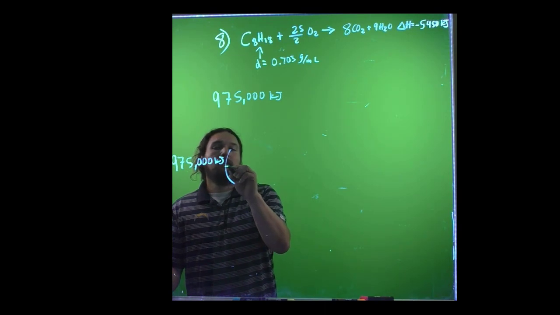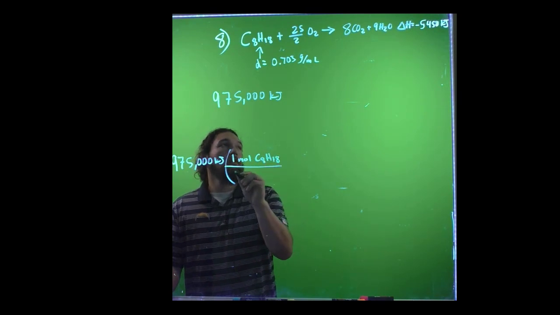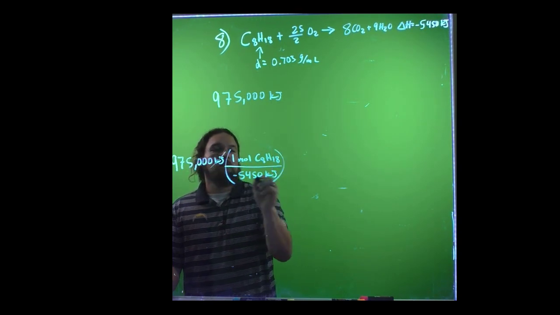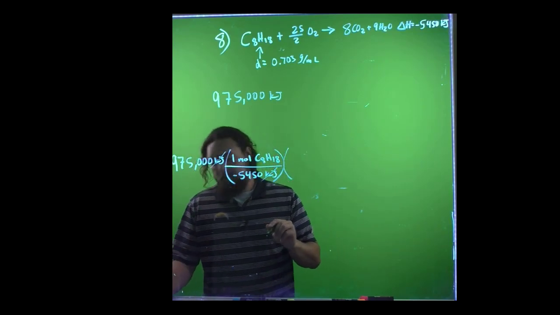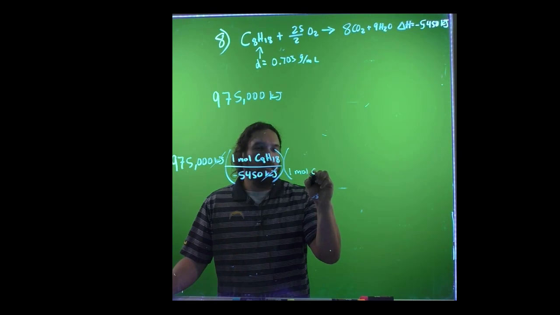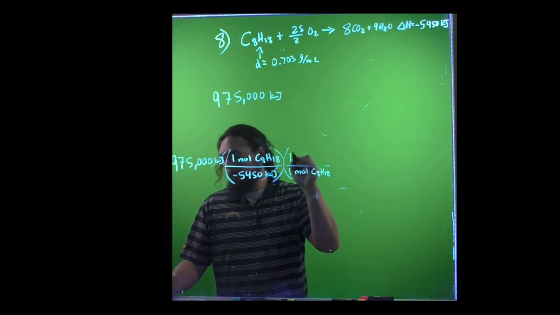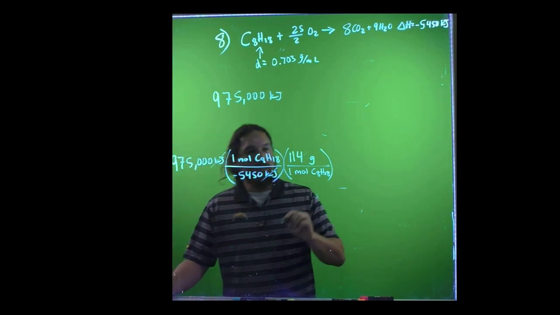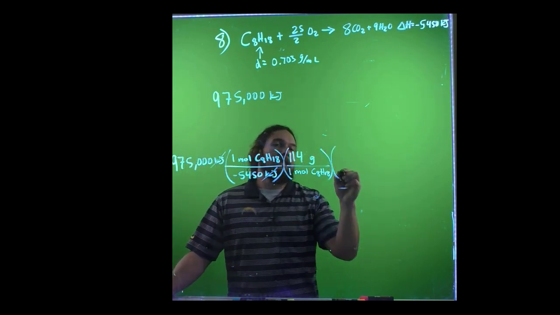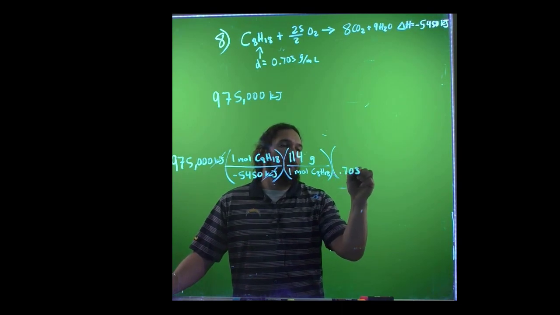For every 1 mole of octane that we burn, we produce 5,450 kilojoules of energy. So kilojoules will be canceled. That tells us how many moles of octane we would need. We would then need to know for every 1 mole of octane, it has a molar mass of 114 grams per mole. Now we can use the density. For every 0.703 grams of octane, it has a volume of 1 milliliter.